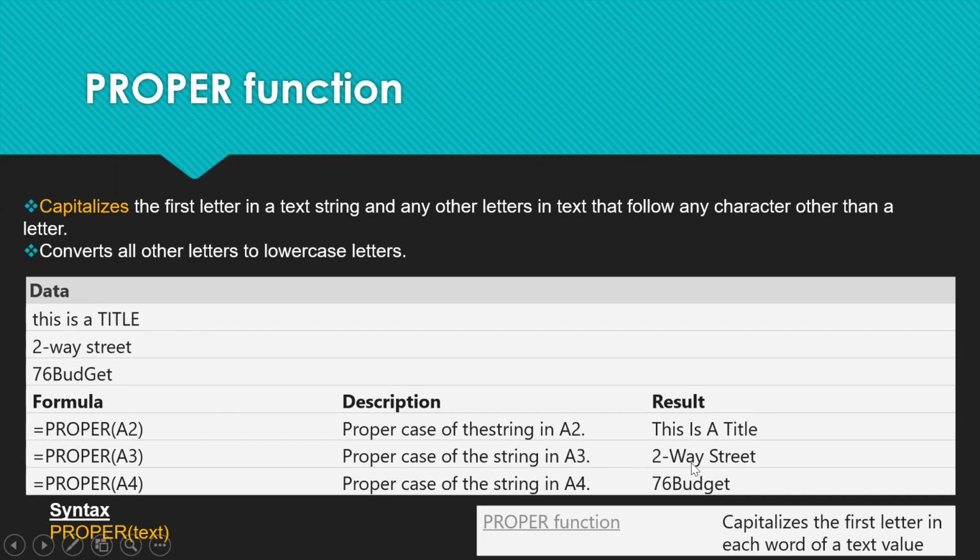In this sentence here, it's going to capitalize the capital W and capital S also. Similarly, it's going to capitalize the first letter of 76, and change all other characters to small characters. So if you see here, you see G in caps, but in the result you'll get a small case g. Okay, so let's try to do these examples.